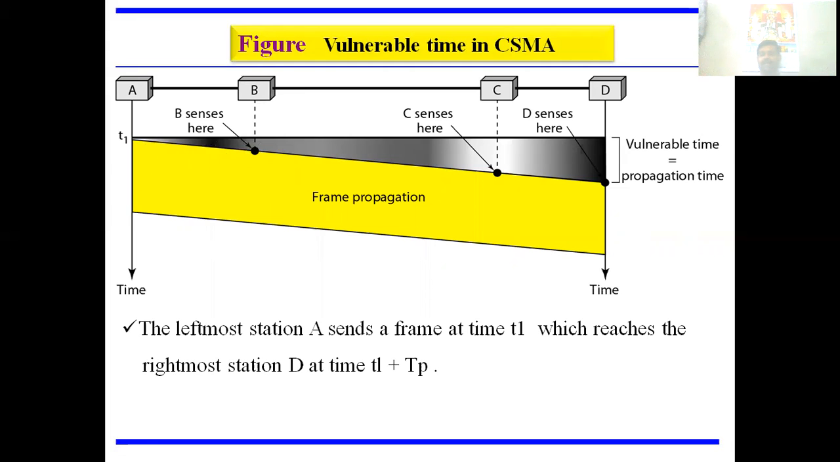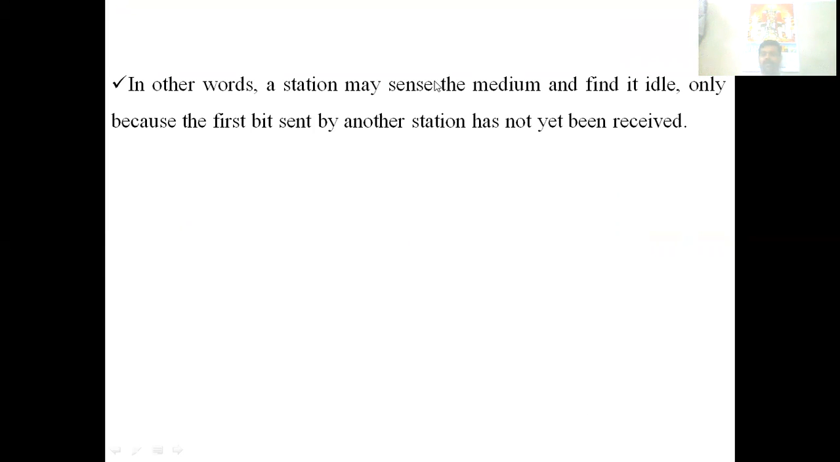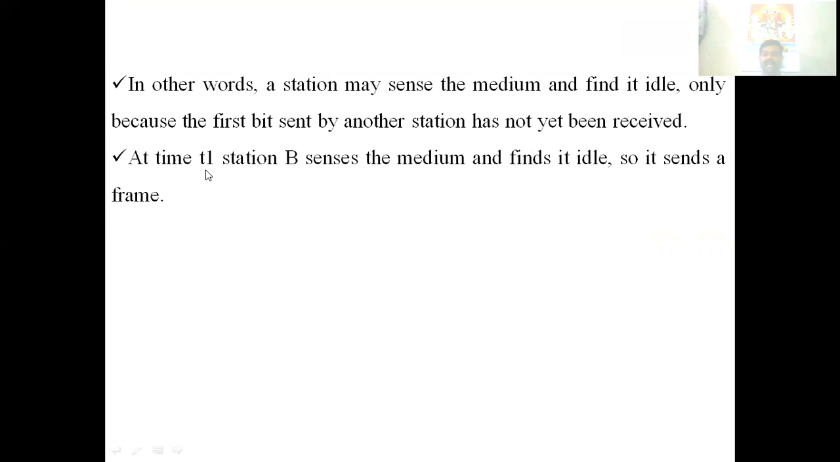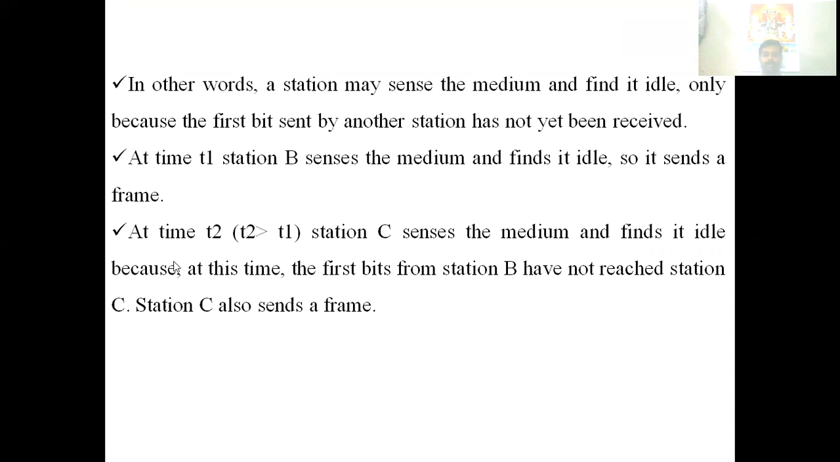Here in CSMA, the vulnerable time is equal to the propagation time. In CSMA, a station may sense the medium and find it idle only because the first bit sent by another station has not been received. At time T1, station B senses the medium and finds it idle, so it sends a frame. At T2, greater than T1, station C senses the medium and finds it idle because the first bit from station B has not reached station C. So C also sends the frame. The two signals collide and both frames are destroyed.